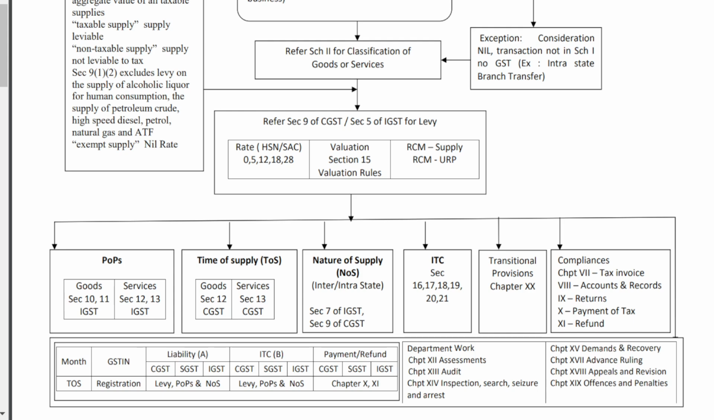The time of supply determines which month we have to pay GST. The place of supply and nature of supply will determine the liability. Then ITC, whether it's IGST, CGST, or SGST, then the payment of CGST, SGST, IGST, and refund. So we will be covering all this in a detailed manner.